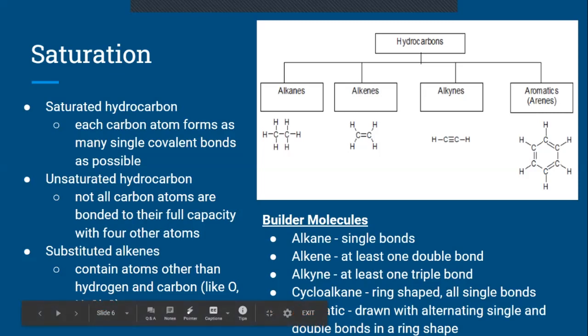A cycloalkane is when you have a ring shape. So this would be a ring shape, but this isn't a cycloalkane because the other stipulation is that there are all single bonds. This is an aromatic or an arene, and it's drawn with alternating single and double bonds in a ring shape. So you notice there's a double, and then a single, and then a double, and then a single, and a double, and a single, and it keeps going. That's that alternating. These are known for having really nice scents or really bad scents, but they are aromatic. They have strong scents.